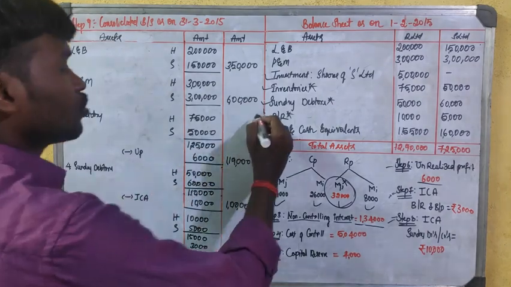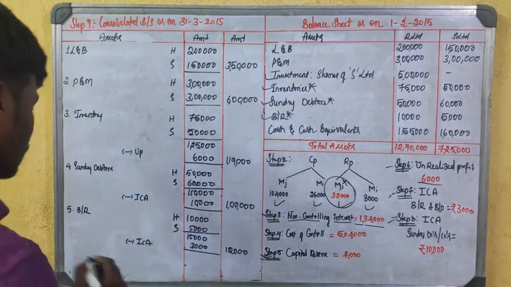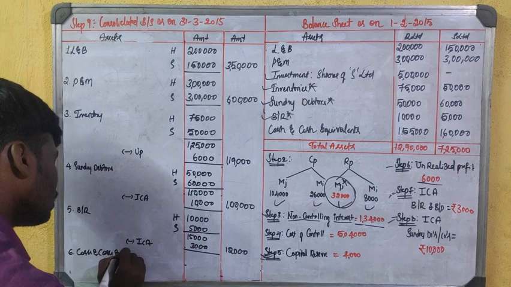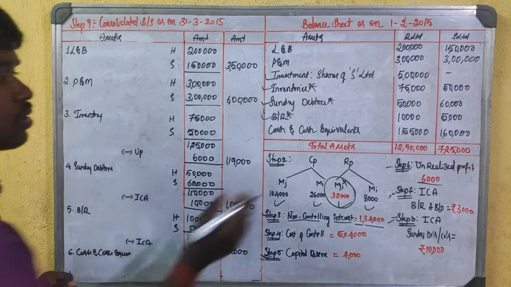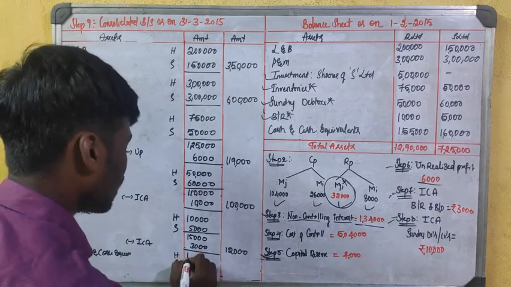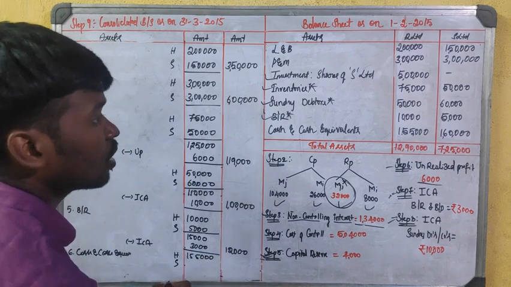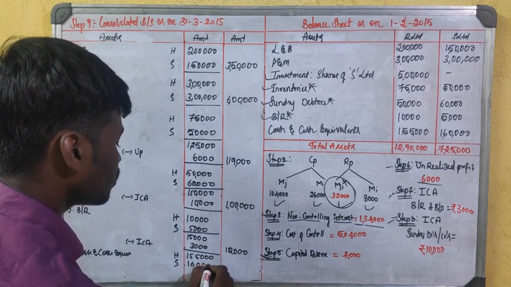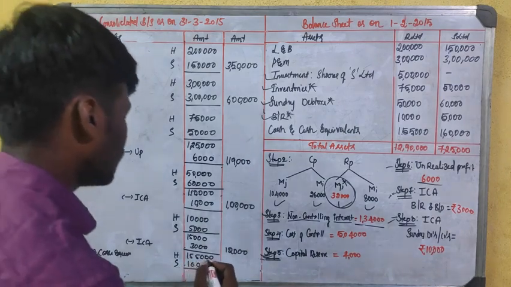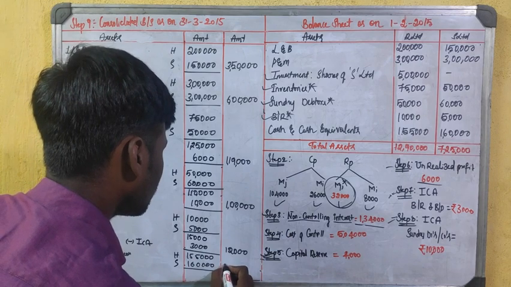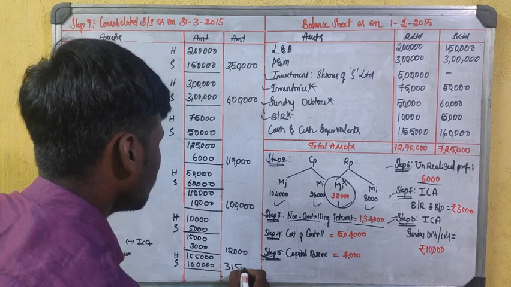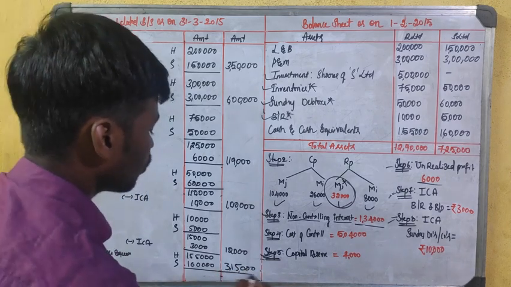After bills receivable, you have the cash and cash equivalents. Sixth one, cash and cash equivalents. See, holding company and subsidiary company: 1,55,000 and 1,60,000. Totally you will get 3,15,000.